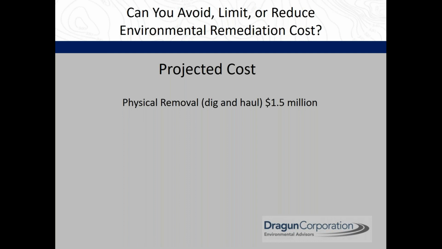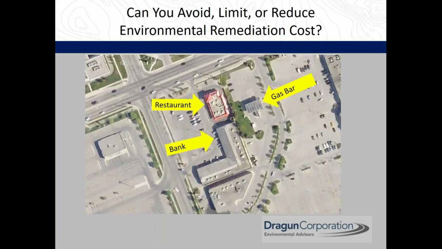So here's an active gas bar in a very busy area, and they'll have no revenue for at least 2 months while all of that remediation work is going on, to the tune of $1.5 million. So that's a pretty significant cost at a gas bar to spend for remediation. So the client wanted us to get a better understanding of the conditions on the site.